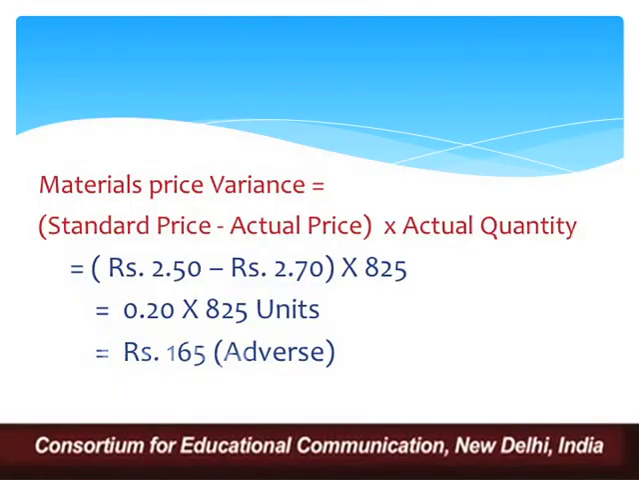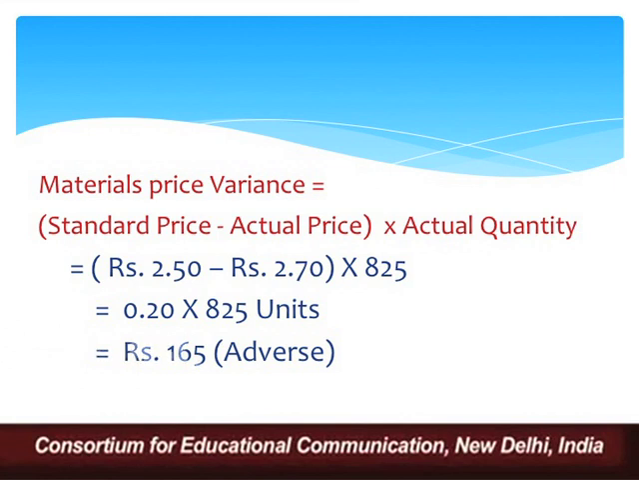The formula we know: standard price minus actual price into actual quantity. Since we are computing material price variance, under bracket we have to take the difference between the two prices, standard price and actual price, into actual quantity. Standard price given in the question is 2.50 rupees and actual price given is 2.70. So actual price is greater than your standard price, and actual quantity consumed is 825 kilograms. Now we'll be multiplying it with the difference, that is 0.20 negative, and that comes to be rupees 165 adverse.